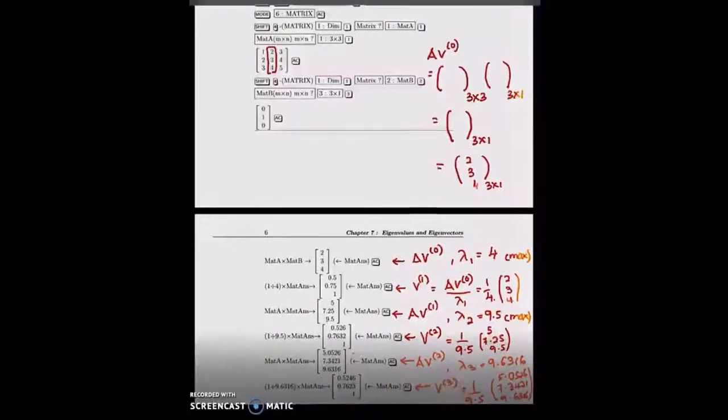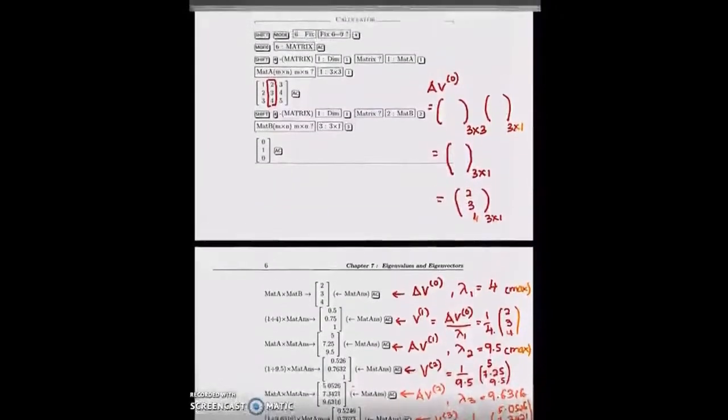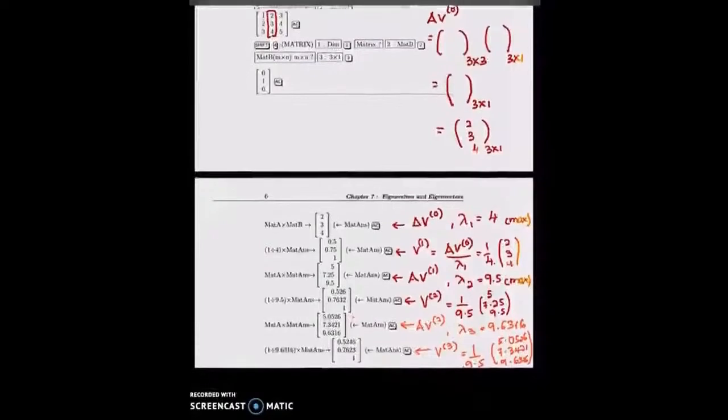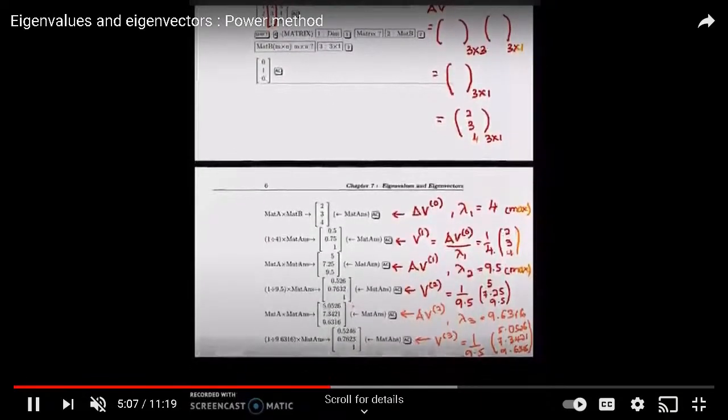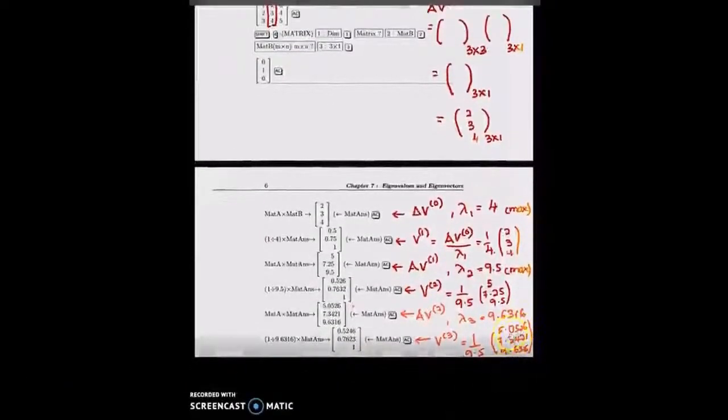Lambda 3 is the maximum from AV2. You need to do matrix AV2. This is the process where you can use a calculator to control the accuracy of your calculation. And then you can find V3 is 1 over 9.5, where 9.5 is the maximum, the dominant from AV2. So you can get V3.